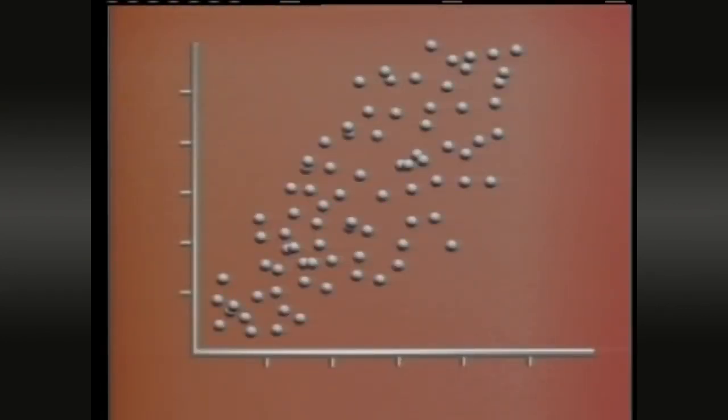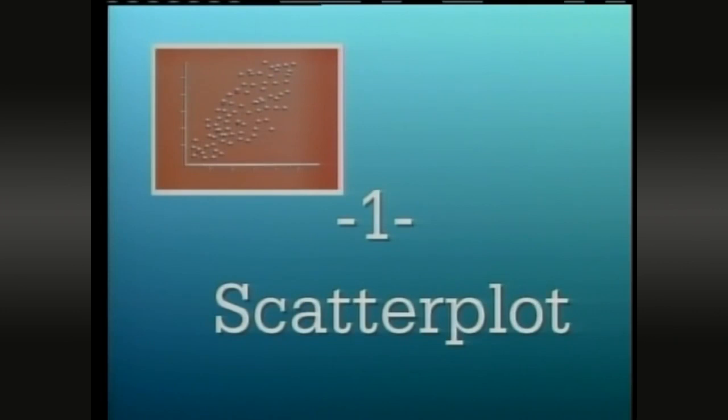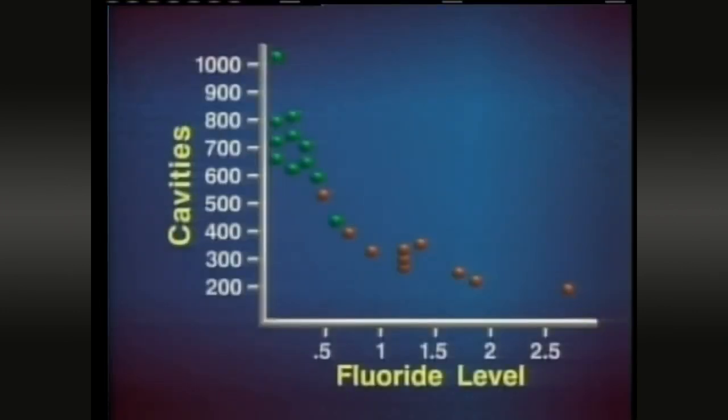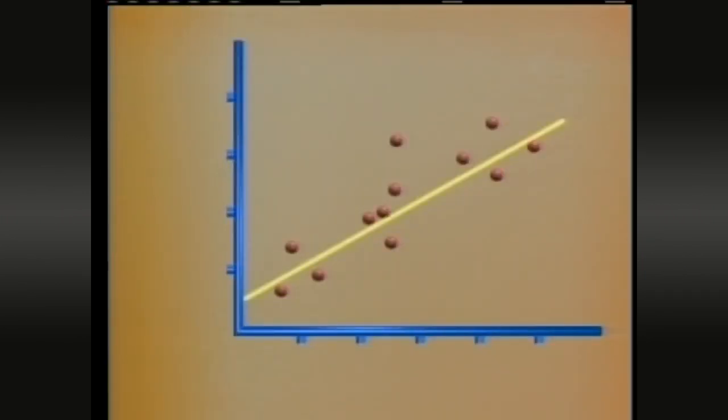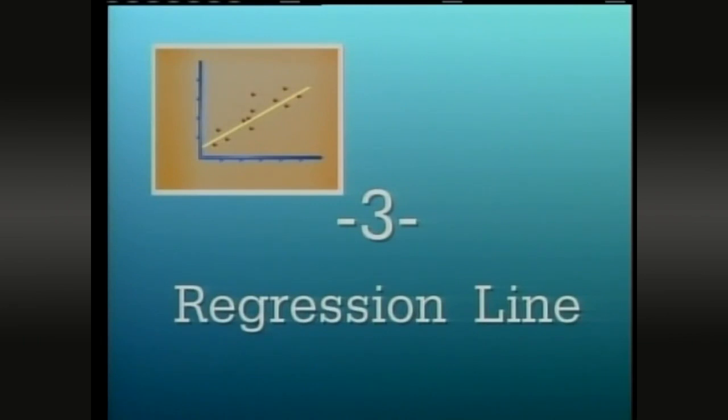We'll see how to use a scatter plot to display the relationship between two quantitative variables. We'll learn how to add a third categorical variable on a scatter plot. And we'll learn how to find a least squares regression line and see how it's used for prediction.